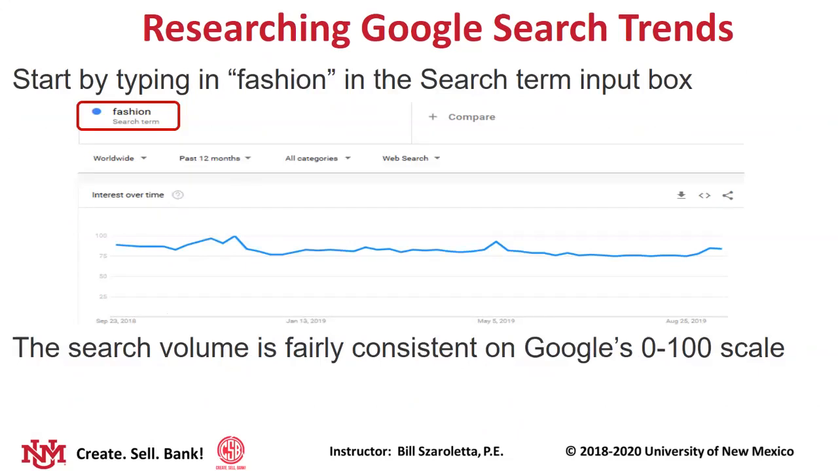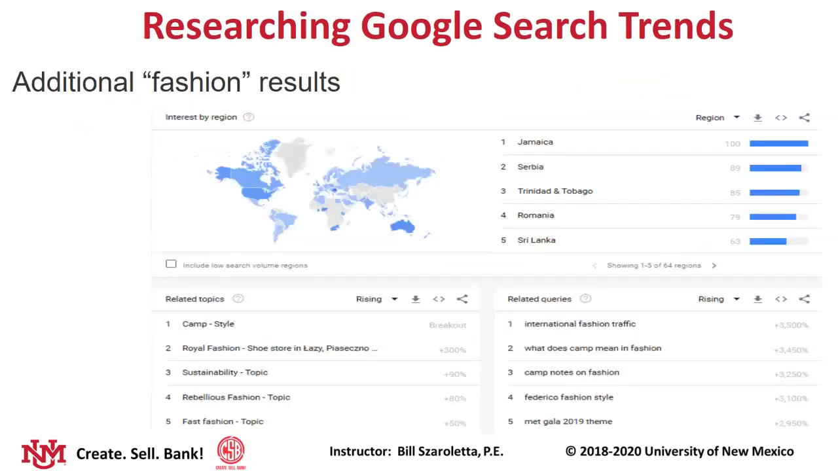So you put in fashion, and here's 100, 75, 50, 25, and 0 is down here. So almost across the last 12 months, this is a worldwide trend. Fashion is up very, very high. And that's an important thing to keep in mind, so you don't have necessarily the seasonality. And you can see where it's big, where people are looking at it, the related topics and the related queries that show up.